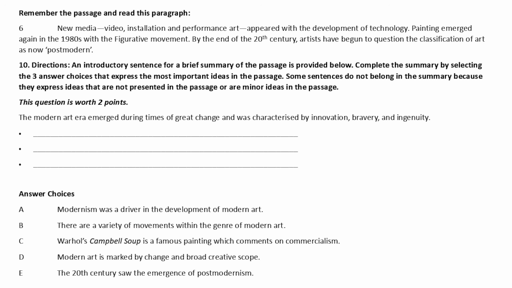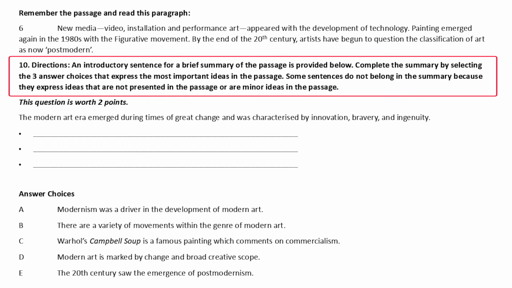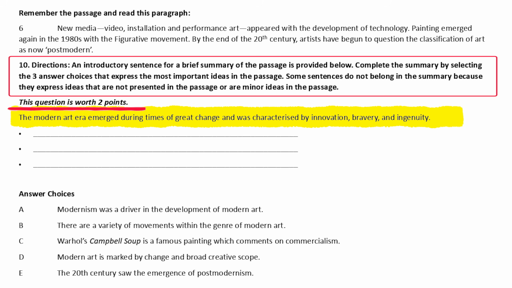The question says, directions. An introductory sentence for a brief summary of the passage is provided below. Complete the summary by selecting the 3 answer choices that express the most important ideas in the passage. Some sentences do not belong in the summary because they express ideas that are not presented in the passage or are minor ideas in the passage. This question is worth 2 points. Here's the introductory sentence. The modern art era emerged during times of great change and was characterized by innovation, bravery, and ingenuity.